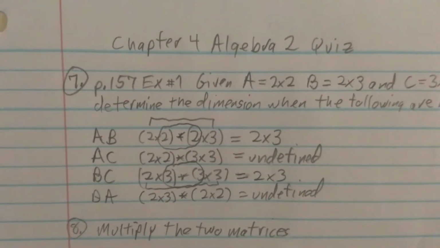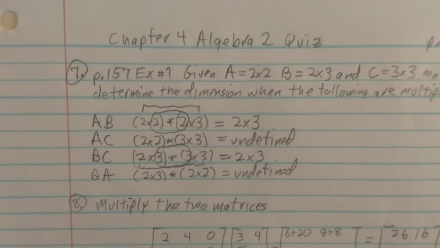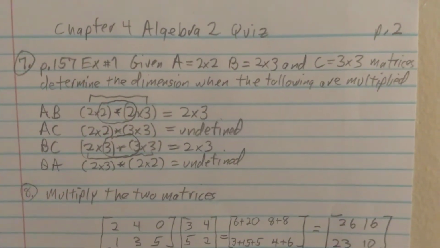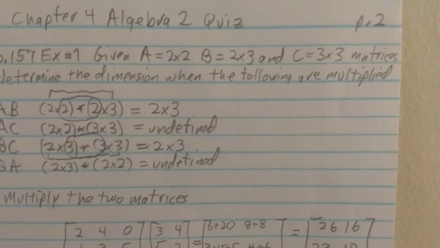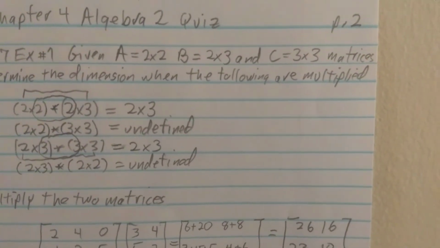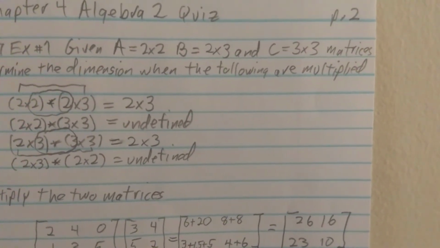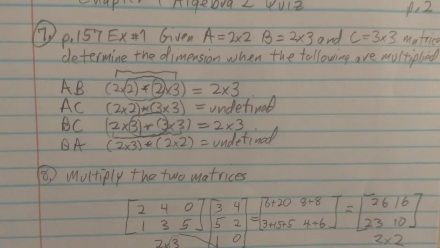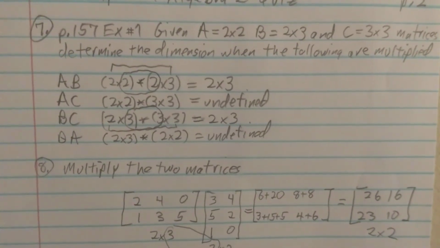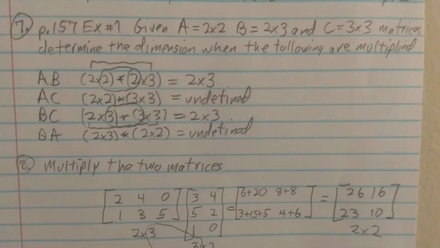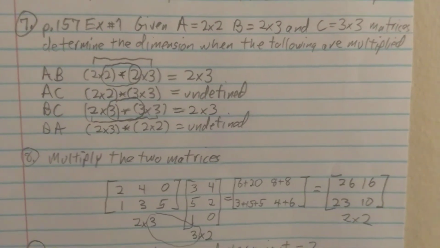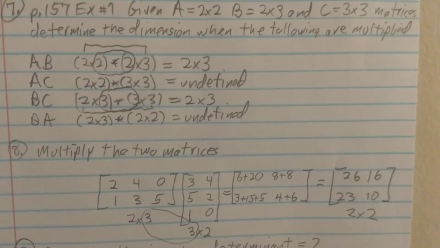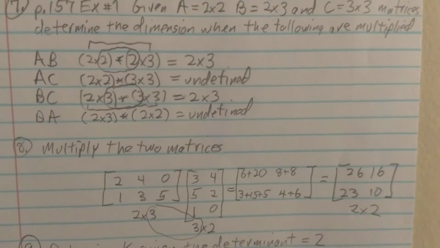In problem 7, we're taking it from example 1 on page 157 with an A matrix that's a 2 by 2, a B matrix with 2 rows by 3 columns, and a C matrix with 3 rows by 3 columns. We're not looking at the elements, but just whether we can multiply pairs of them. So if we try to multiply A times B, we have a 2 by 2 times a 2 by 3, and so the inner element 2 matches up, that's circled, and so the matrix is the outer elements, the 2 by 3, so that's the 2 by 3 when it's multiplied.